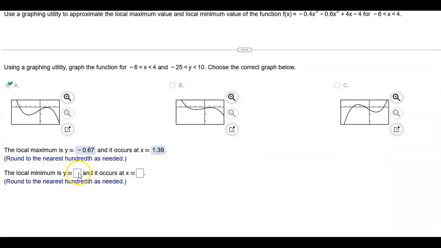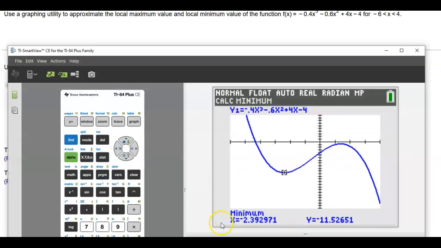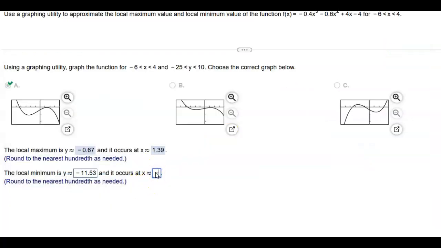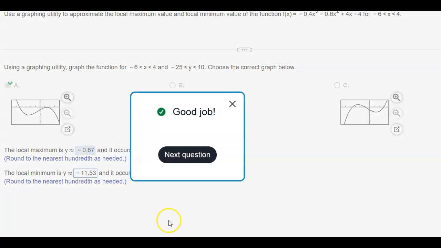So we will put the -11.53 here, and the x value to the nearest hundredth is going to be -2.39. So -2.39, we will check that, and there it is.